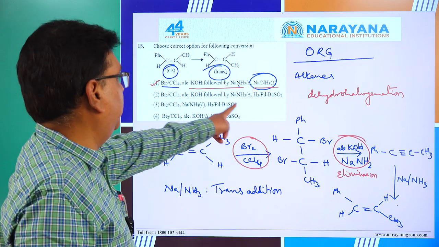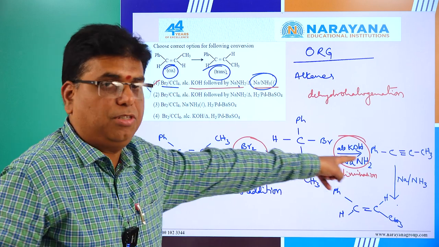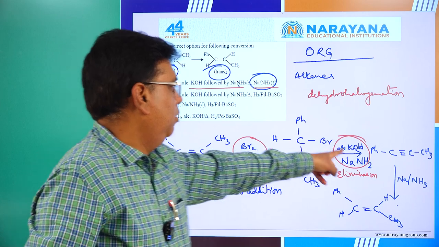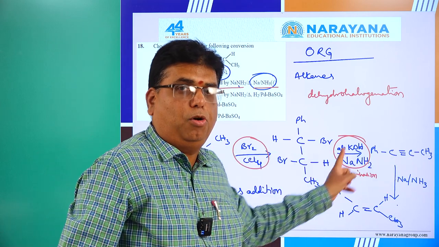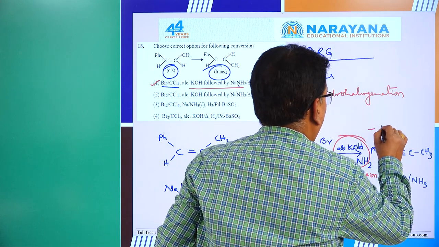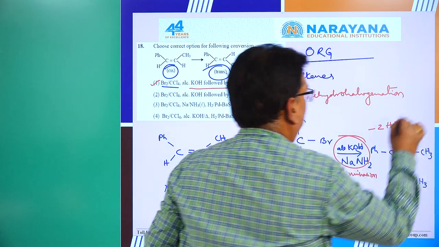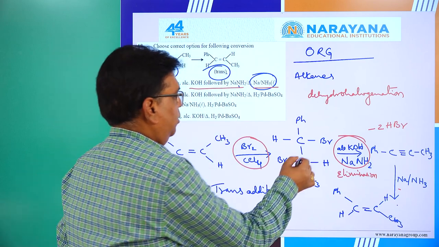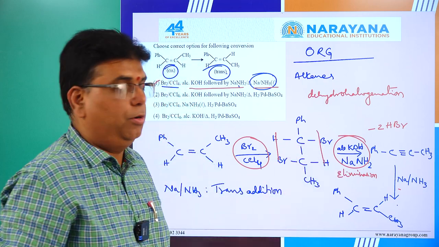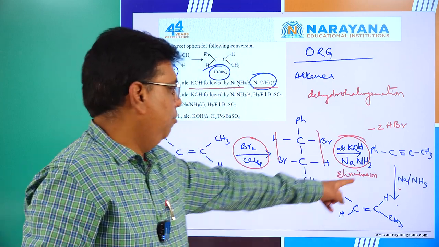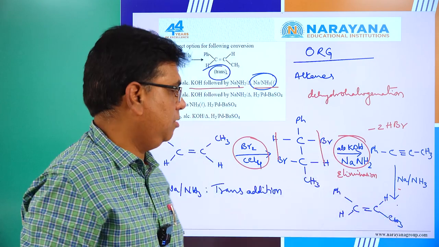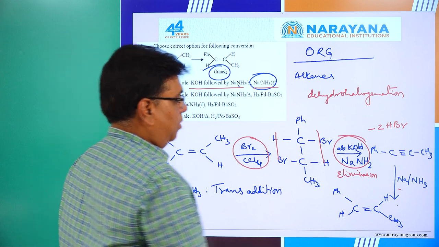The sequence you have to identify. I hope this is the sequence of reactions. Addition of bromine, followed by dehydrohalogenation, minus 2HBr here. Right, these two HBr are removed, followed by Na/NH3, Birch reduction, trans addition, you will get this, right. Now let's move on to question number 19.